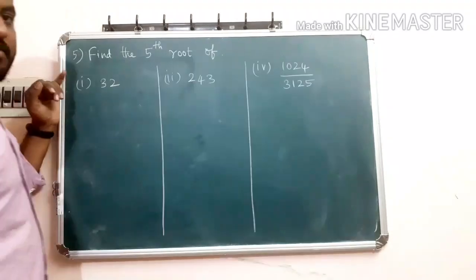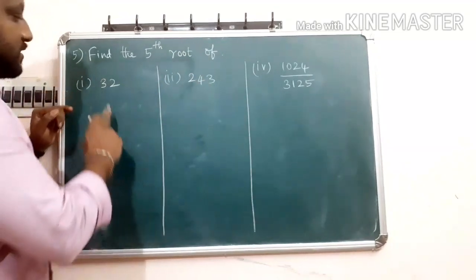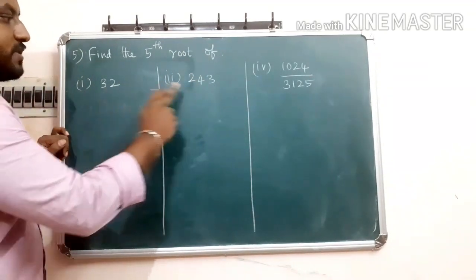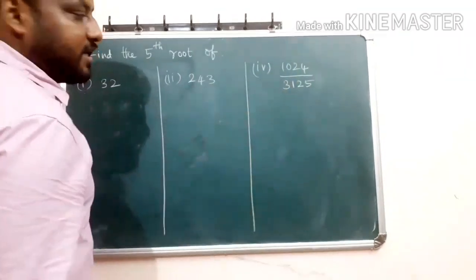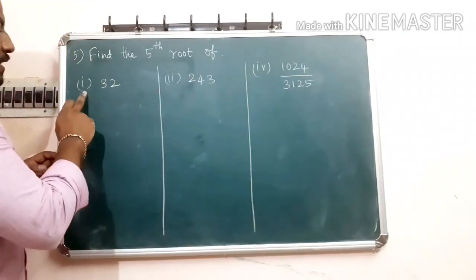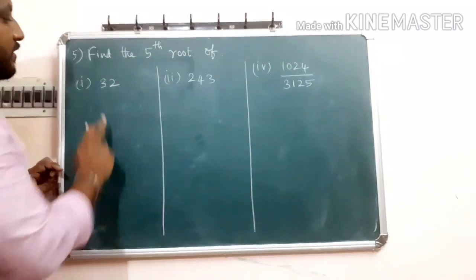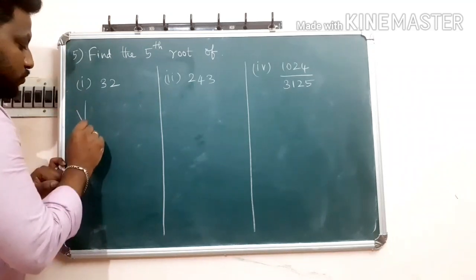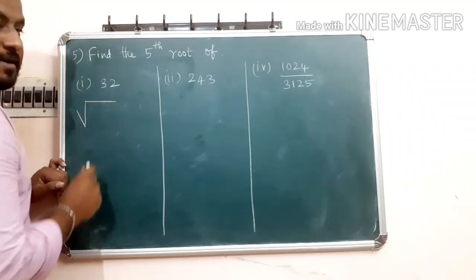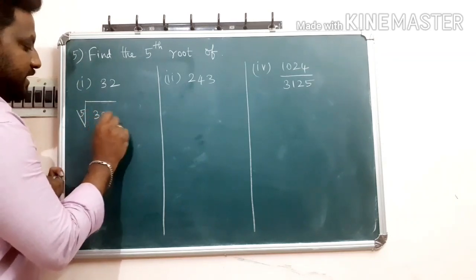Clear? And then fifth question, find the fifth root of, first question is 32, second one is 243, and fourth one is 1024 divided by 3125. So first one is 32. You have to find out the fifth root of 32. Fifth root, I told you, in the fractional index, fifth root of 32.